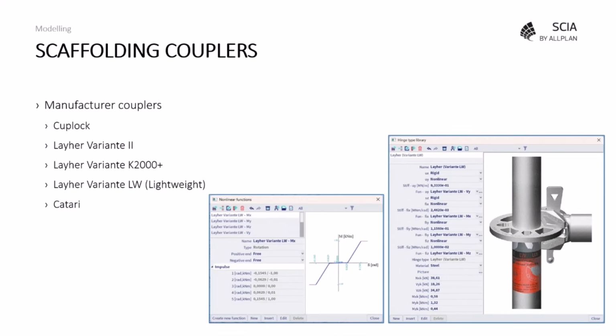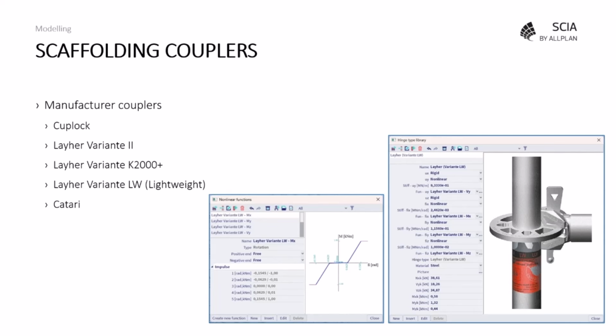In the hinge type library here on the right side, it looks like this. So you see that we have 6 degrees of freedom, which you can define: rigid, free, flexible, nonlinear. With the manufacturer couplers, everything is already predefined and loaded from the library. And at the bottom, you can see the 6 resistance values. So everything is already prepared and set up. You only need to make a choice of the coupler type, and then it can be assigned.